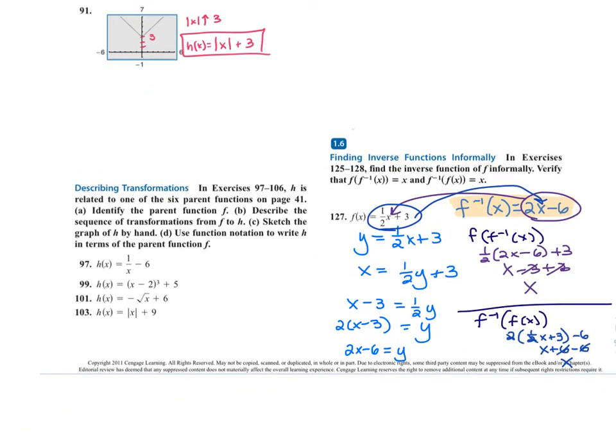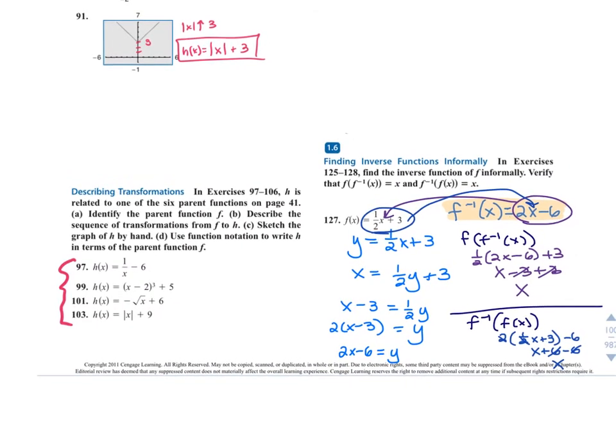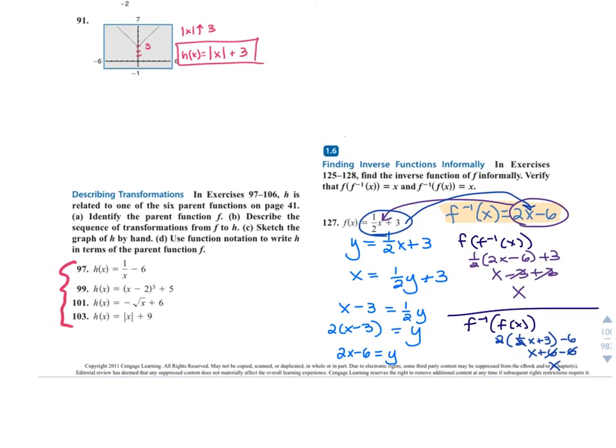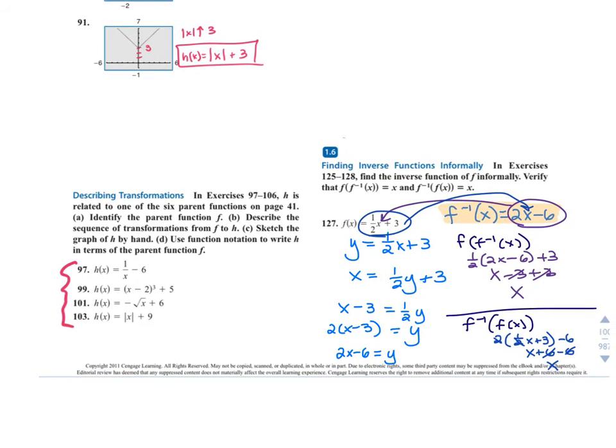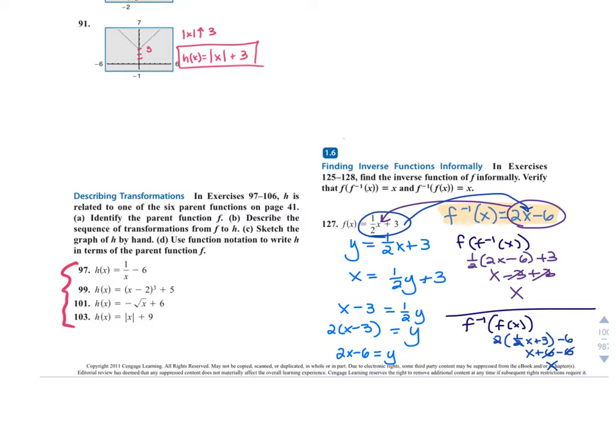All right, 97 to 103, I'll go back and work out later because you can use a graphing calculator to check those. If you have questions on that and you need me to work one out, obviously I'll do it. But I'd rather get to the practice problem if we can. Any questions on those? You don't have to use the function notation to write it. Don't stress about that. Be able to identify the parent function, describe the sequence, and then sketch the graph.